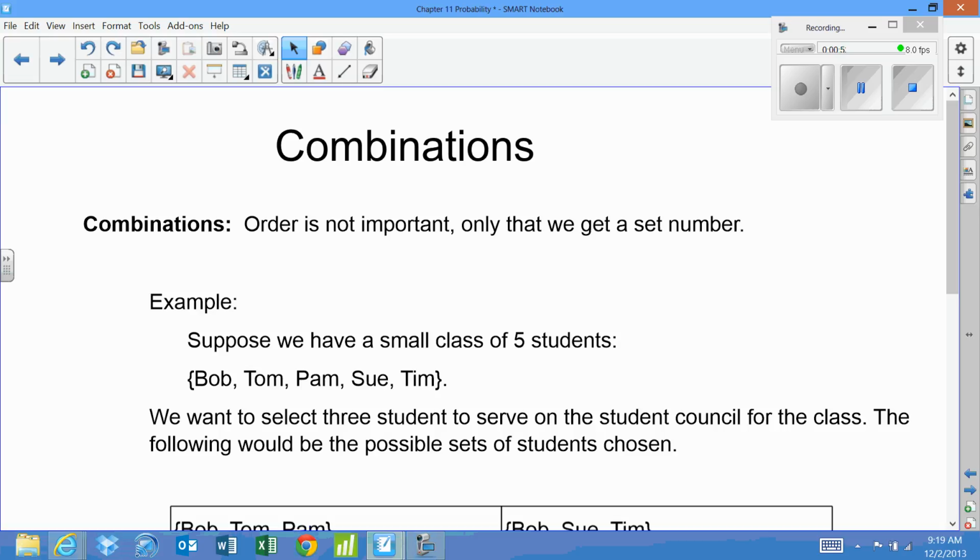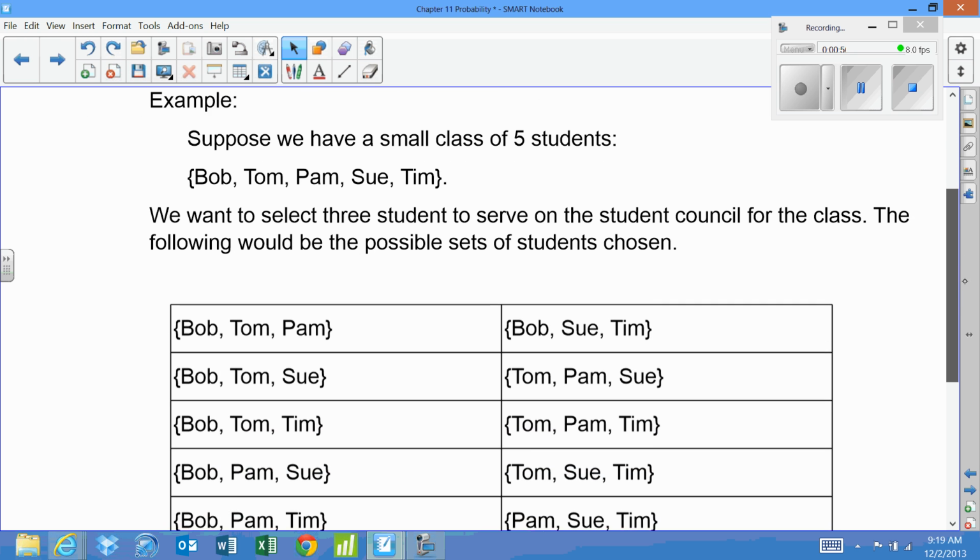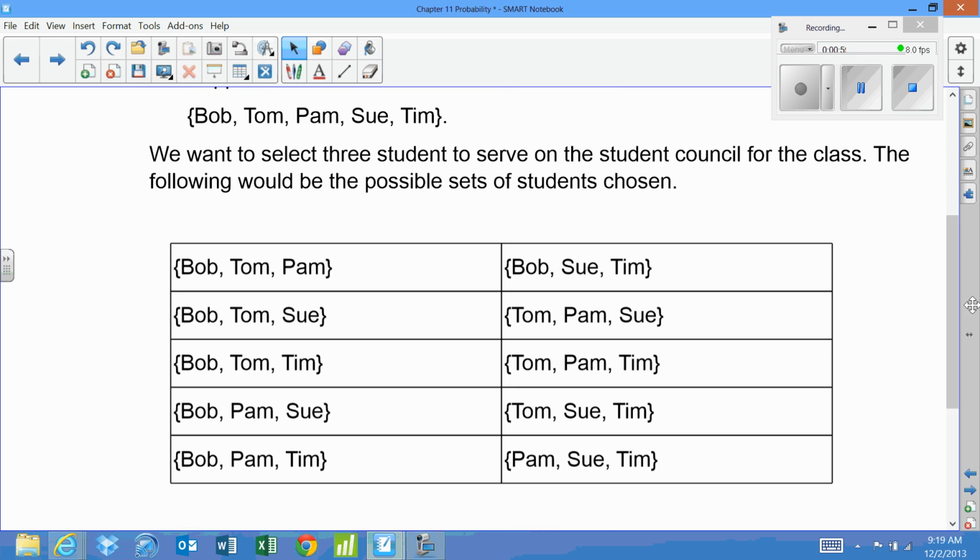So in combination, order is not important. We just want to set numbers. So an example would be that same class of students, but we just want to select a student council with 3 members. Here are the possible sets. So again, if Bob, Tom, and Pam are selected, they cannot all 3 be selected again. Okay, whereas with a permutation, each could have had a different role, and those roles could be switched in multiple ways.